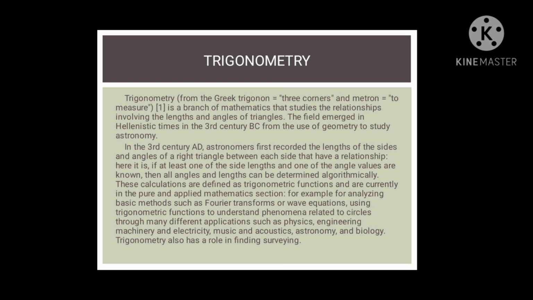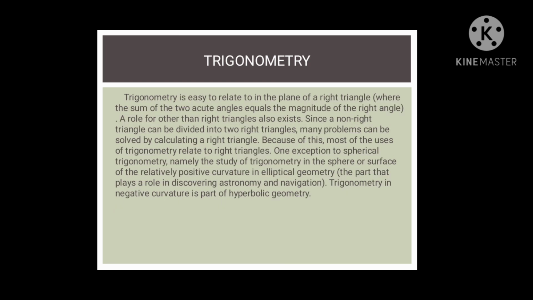Trigonometry also has a role in surveying. Trigonometry is easy to relate to in the plane of a right triangle, where the sum of the two acute angles equals the magnitude of the right angle. A role for other than right triangles also exists. Since a non-right triangle can be divided into two right triangles, many problems can be solved by calculating a right triangle. Because of this, most of the use of trigonometry relates to right triangles.